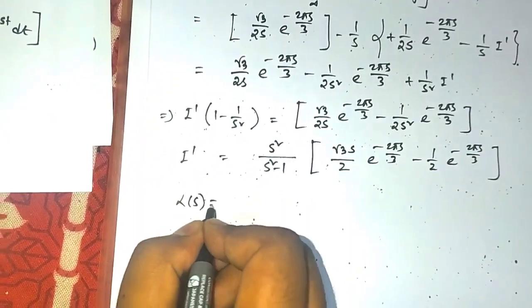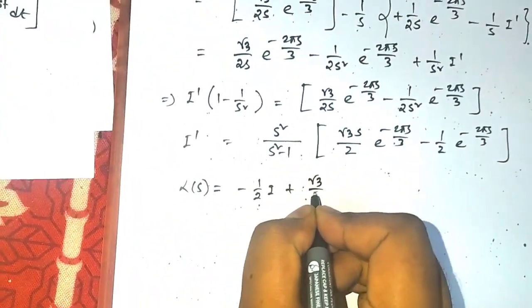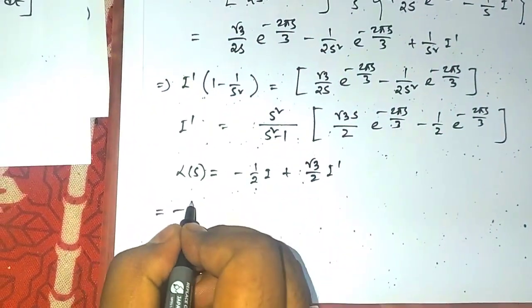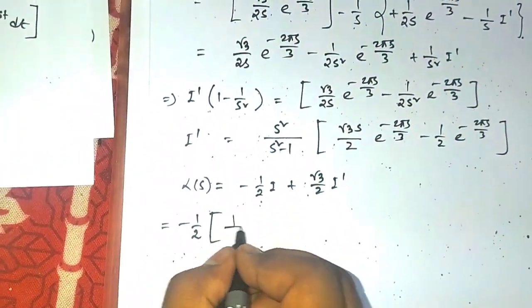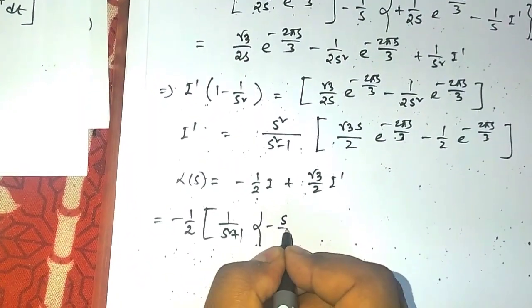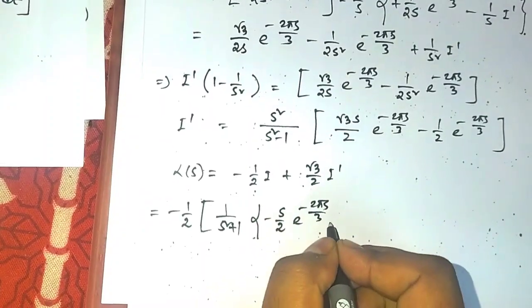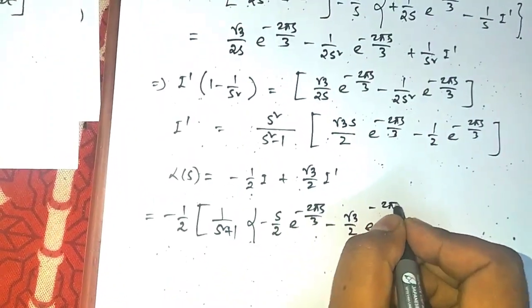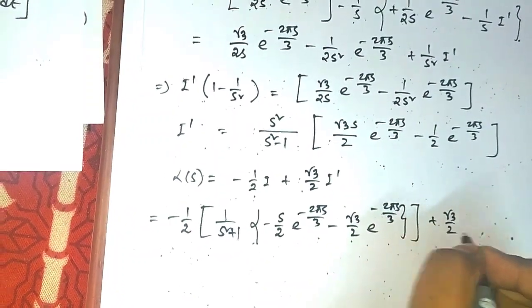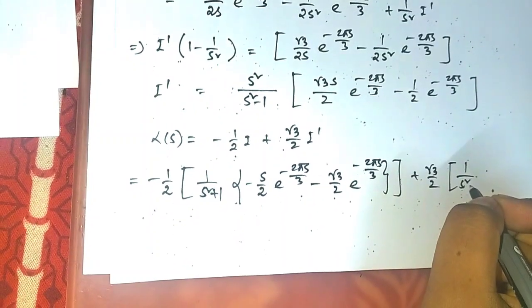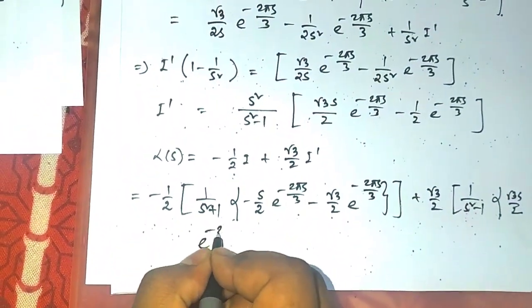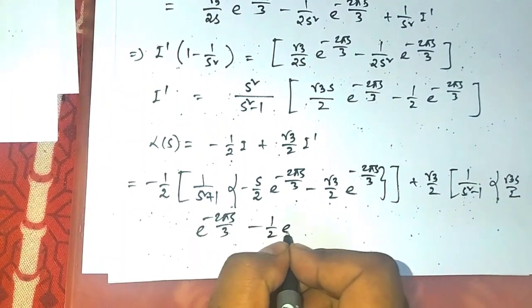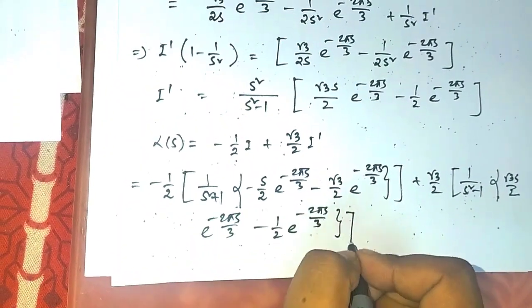Clear? So L of s equals minus 1 by 2 I plus root 3 by 2 into I dash. Now substitute this minus 1 by 2 into here, the value of I dash. Okay, so substitute it: 1 by a square plus 1 into minus s by 2, e to the power minus 2 pi s by 3 minus root 3 by 2 e to the power minus 2 pi s by 3. Clear? Plus root 3 by 2, 1 by a square minus 1, into root 3 s by 2, e to the power minus 2 pi s by 3. Clear? Minus 1 by 2 into e to the power minus 2 pi s by 3.